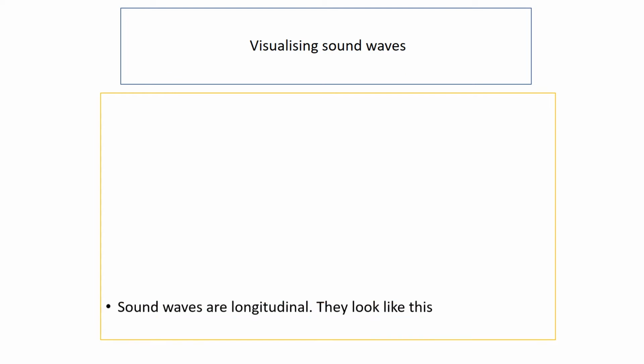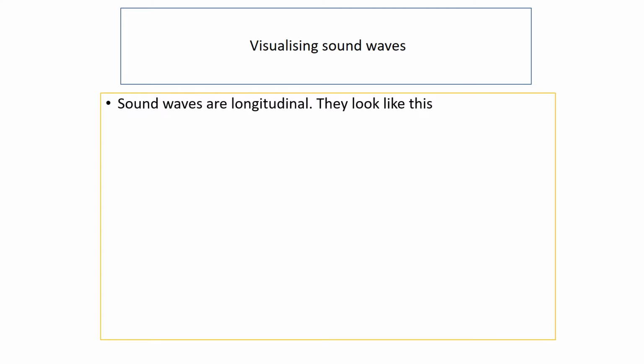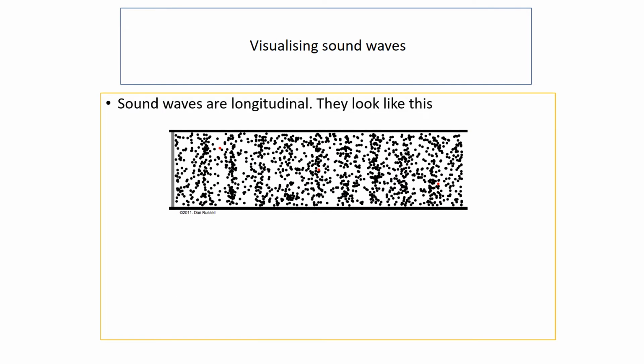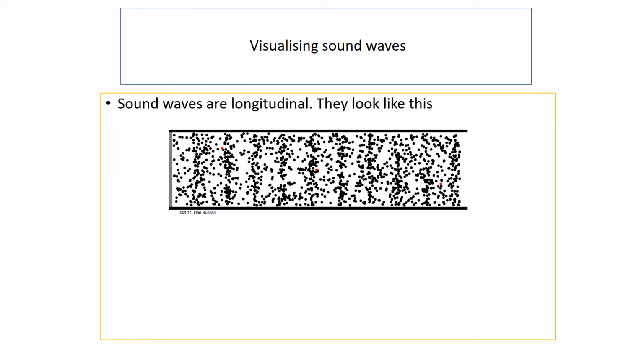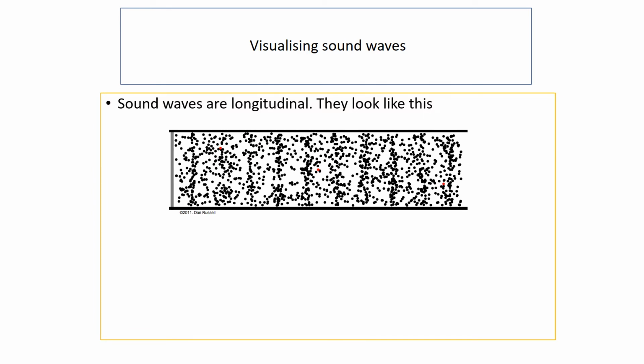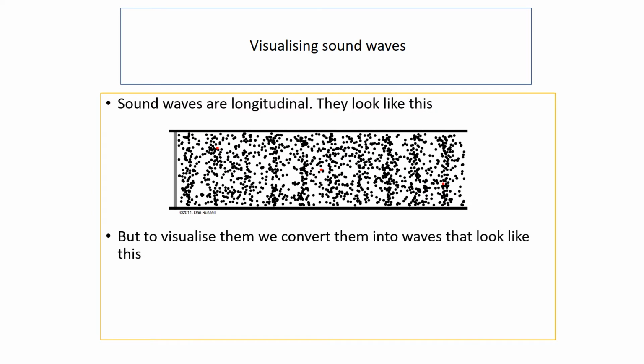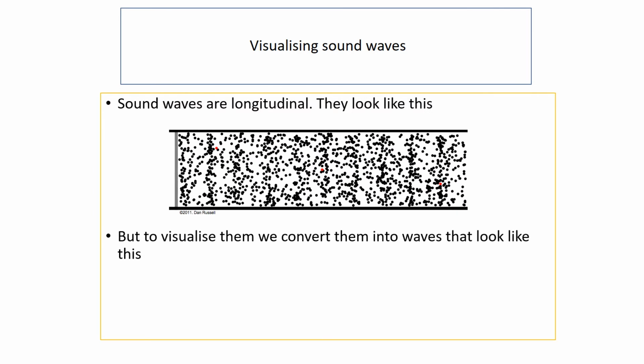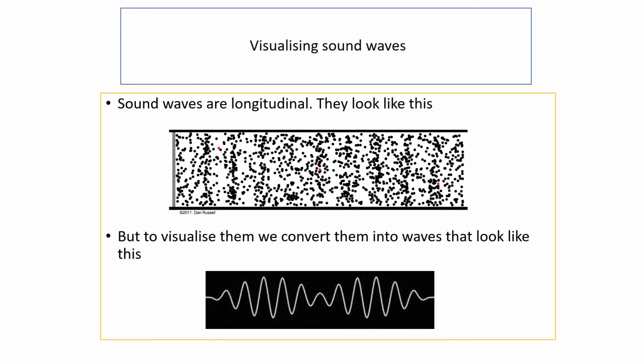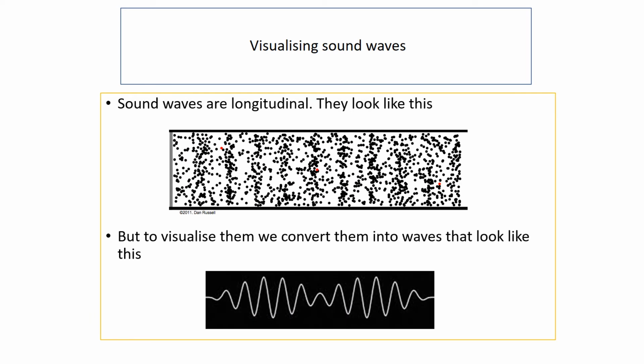Visualizing sound waves. So sound waves are longitudinal and they look like this. Okay, they look like that compression wave that we saw with the slinky. But to visualize them, we need to convert them to waves that look like this, which is our trace on our oscilloscope that we talked about earlier.